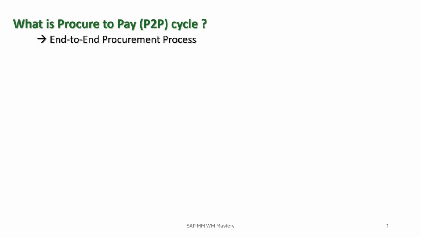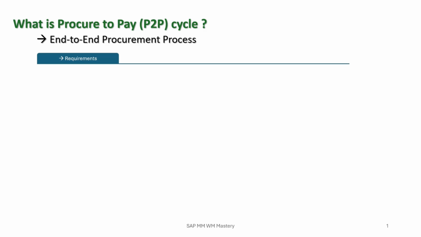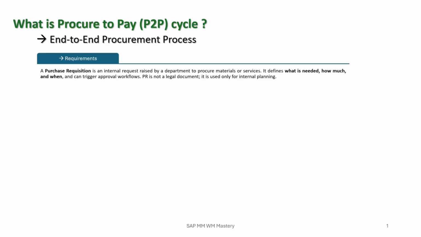So the very first thing is requirements. What is requirements actually? It is nothing but a purchase requisition in SAP terms. A purchase requisition is an internal request raised by a department to procure materials or services. It can be raised by any department in an organization to request materials or a service, or whatever it might be.